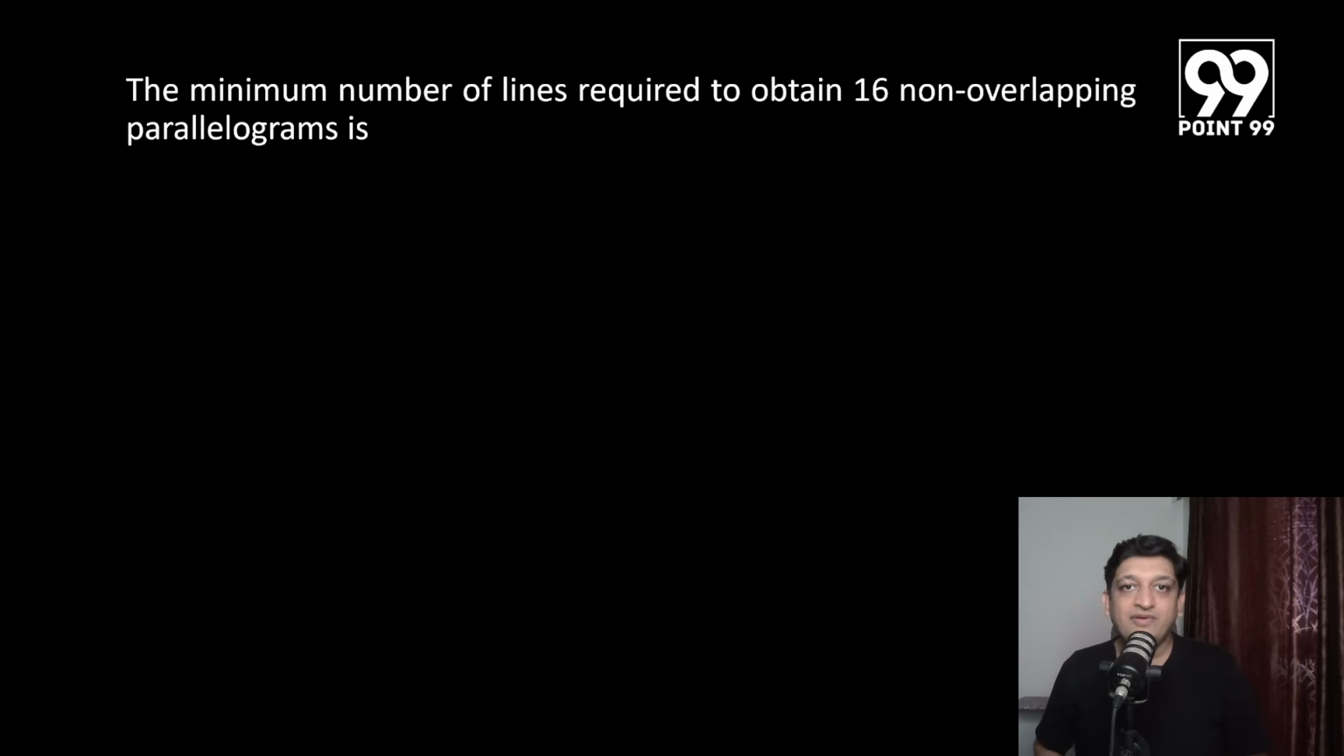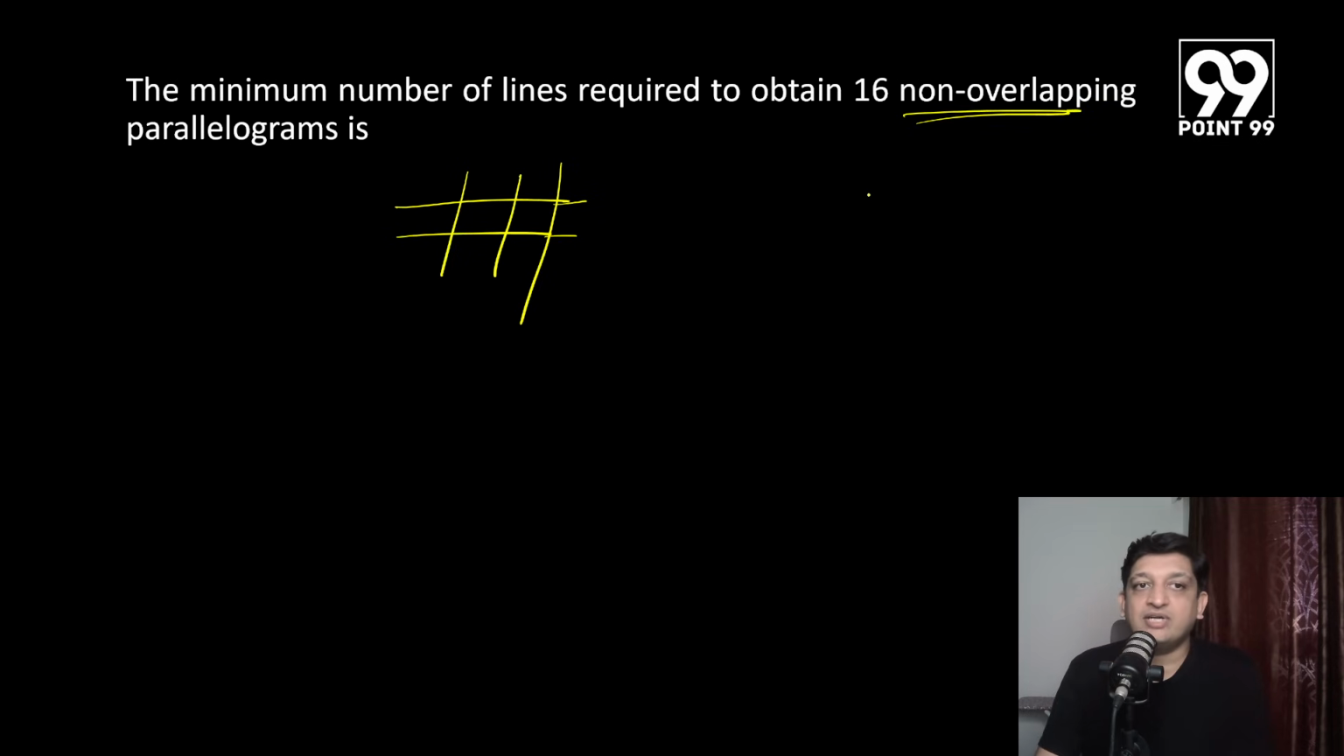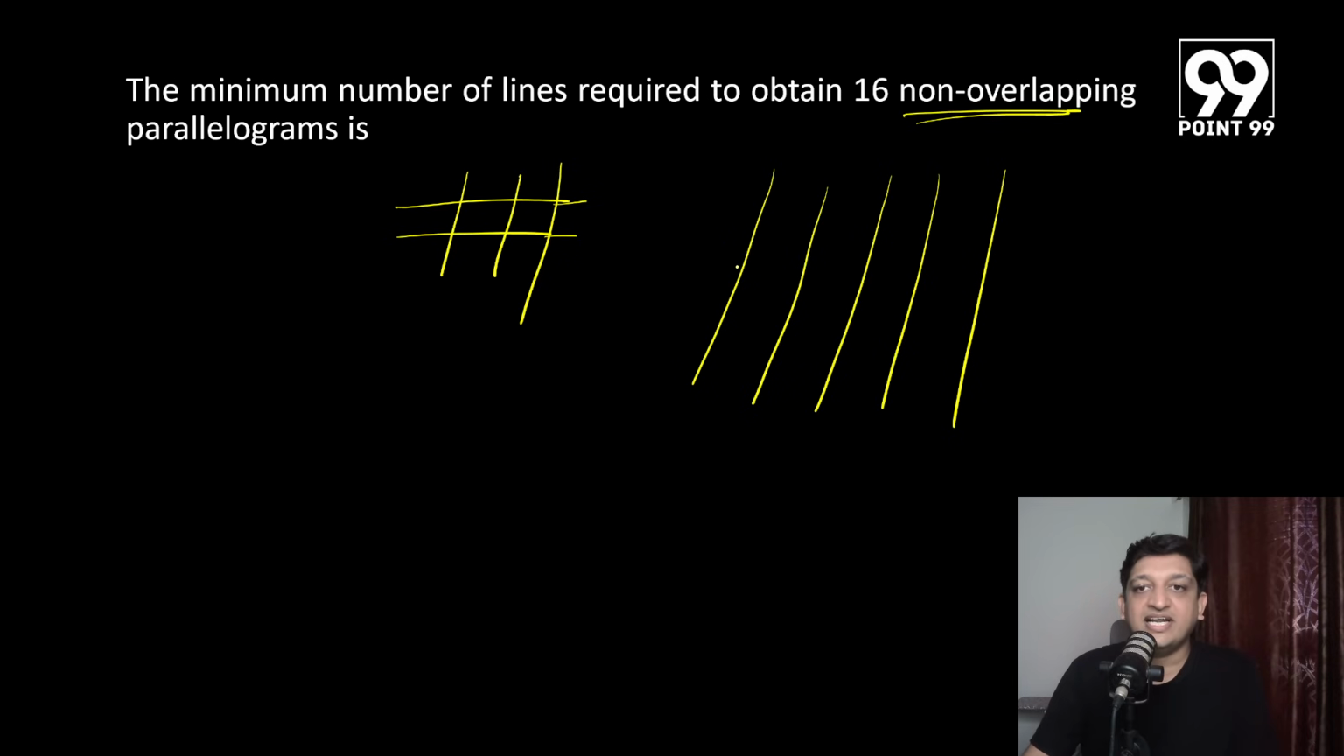The minimum number of lines required to obtain 16 non-overlapping parallelograms. So a lot of people make this mistake that they think that, okay, if I have 4 lines, I'll be able to draw one parallelogram. If I have 5 lines, then I will be able to draw 2 parallelograms and so on and so forth. But we have to look at 16 non-overlapping parallelograms and minimum number of lines, which basically means that I should have a 4 by 4 grid that I'm looking at.